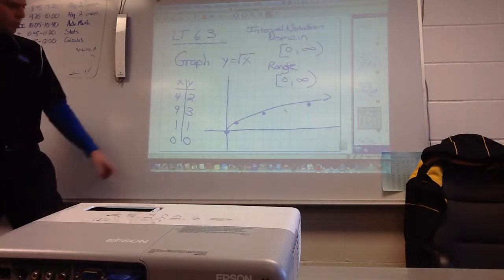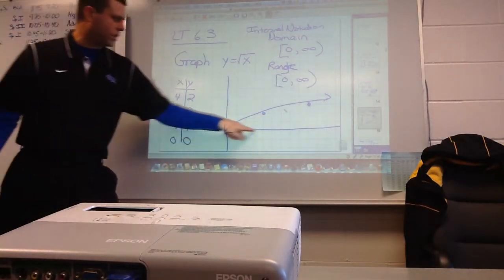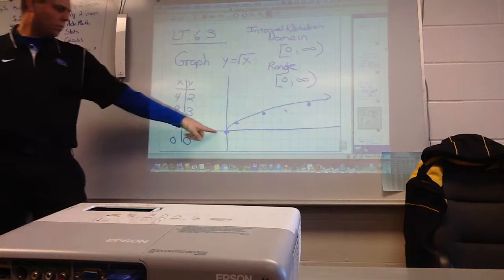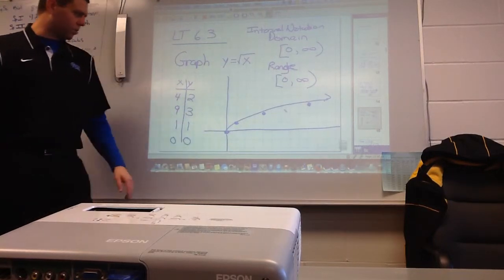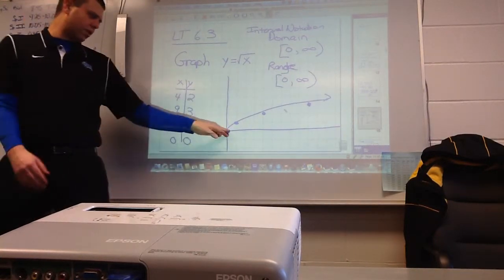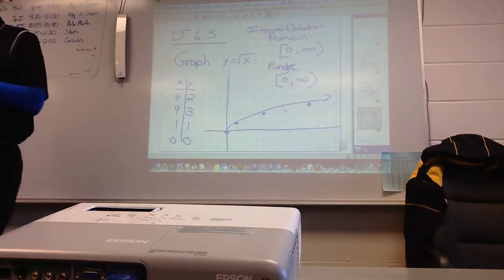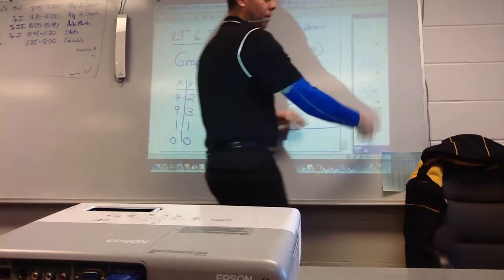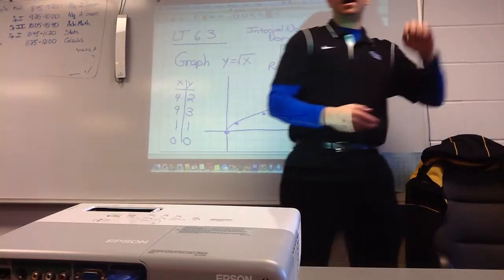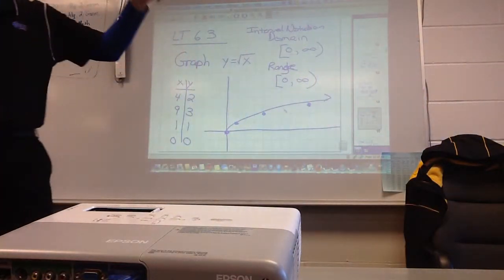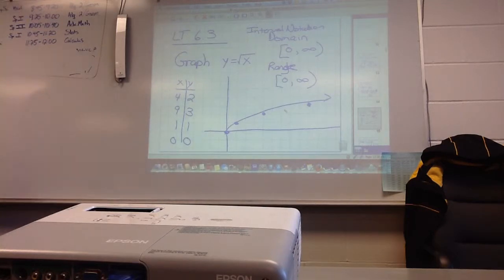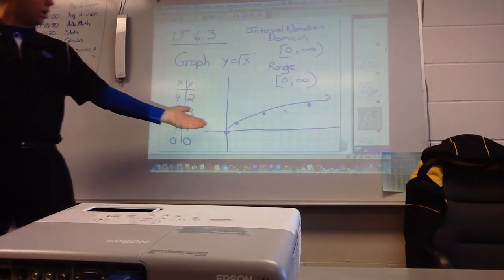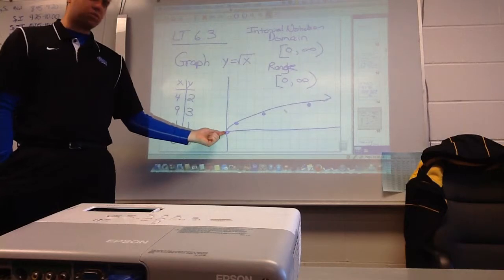Then I plotted those points, so (4, 2), (9, 3), (1, 1), (0, 0), and there weren't any negative numbers, so I know it just stops right there. Obviously it keeps going: 16, 4, 25, 5, and so on. It continues to increase slowly, but it's increasing. So here's the graph of your square root function.